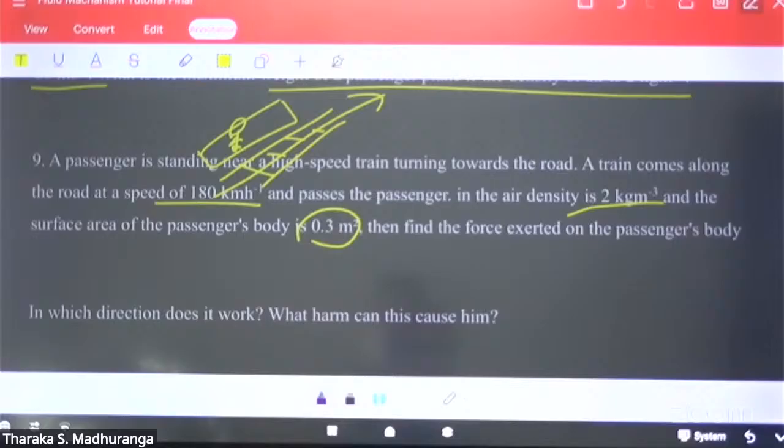You have to assume that on the other side, the back side of the passenger, there is no air flowing, because no speed is given. You can try assuming there is no air flowing on the opposite side of the passenger.